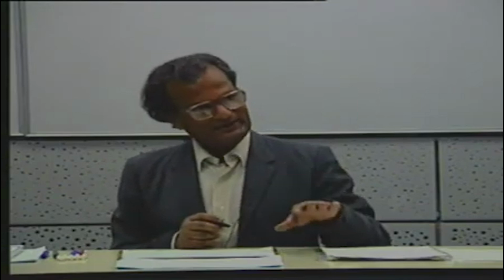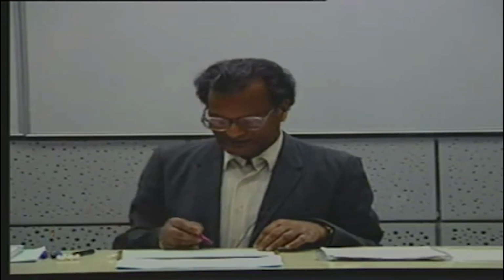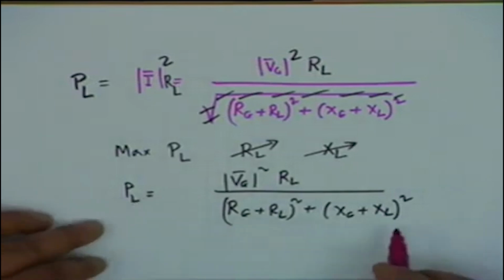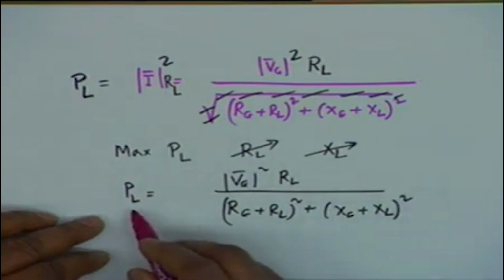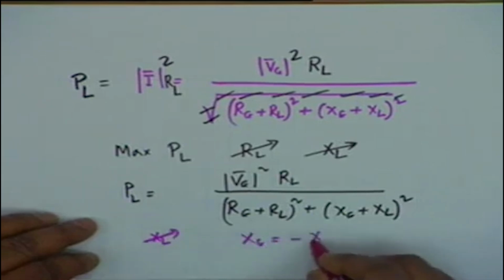But I want to avoid all this by applying a little trick. Let us first look at XL, keeping RL constant and varying XL. This is what we mean by partial differentiation: one of the variables is assumed constant and you differentiate with respect to the other. PL is a monotonically decreasing function of XL, so PL will be maximized when Xg is equal to minus XL.